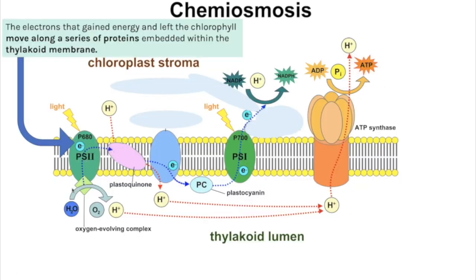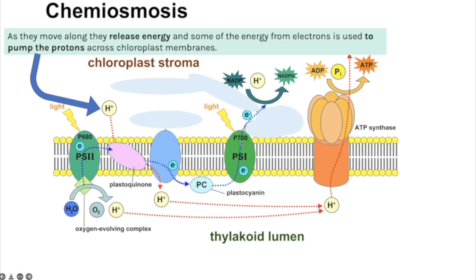So let's have a look at chemiosmosis then, because this links it all together for the light-dependent reactions. So we've said that the electrons gain energy from the chlorophyll and will be released from the chlorophyll. What happens is those electrons move along a series of proteins embedded within the thylakoid membrane. And as those electrons move along the proteins, they release energy. And some of that energy is used to actively transport, or pump, those protons from the stroma across a protein and into the thylakoid lumen.